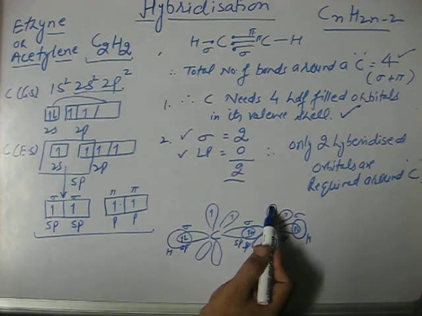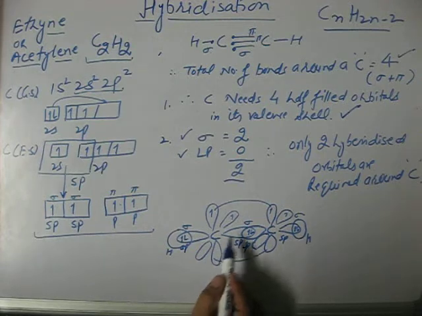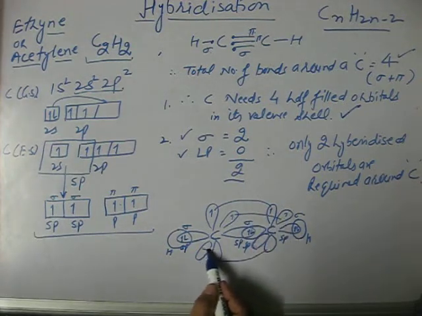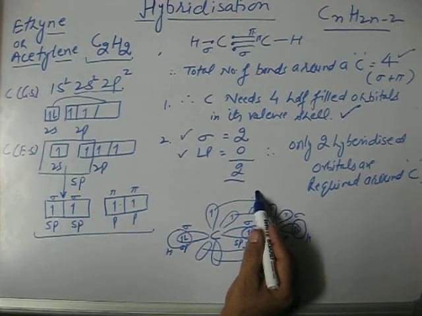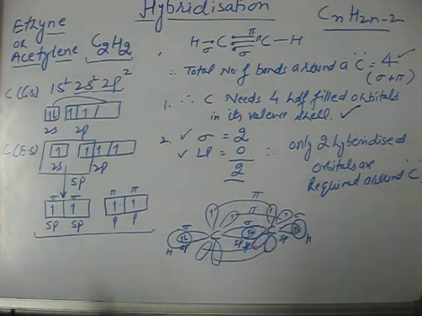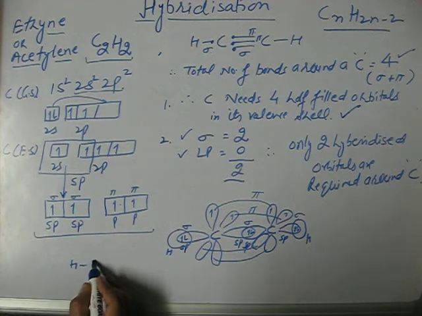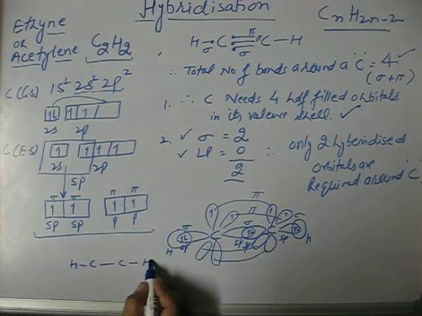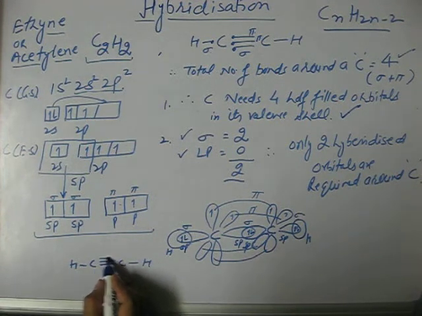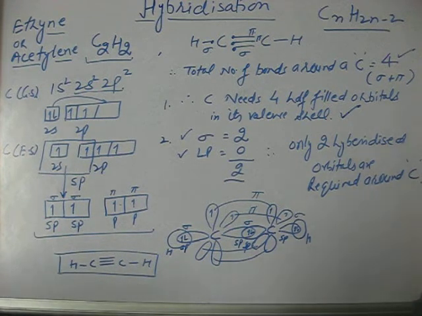Now the sidewise parallel p orbitals will overlap to form the required number of pi bonds, right? So this is one pi bond, and this is the explanation for the second pi bond. So this explains the formation of carbon-hydrogen sigma bonds, the carbon-carbon sigma bond, as well as the carbon-carbon pi bonds. So this is how hybridization is used to explain bonding in a molecule of acetylene.